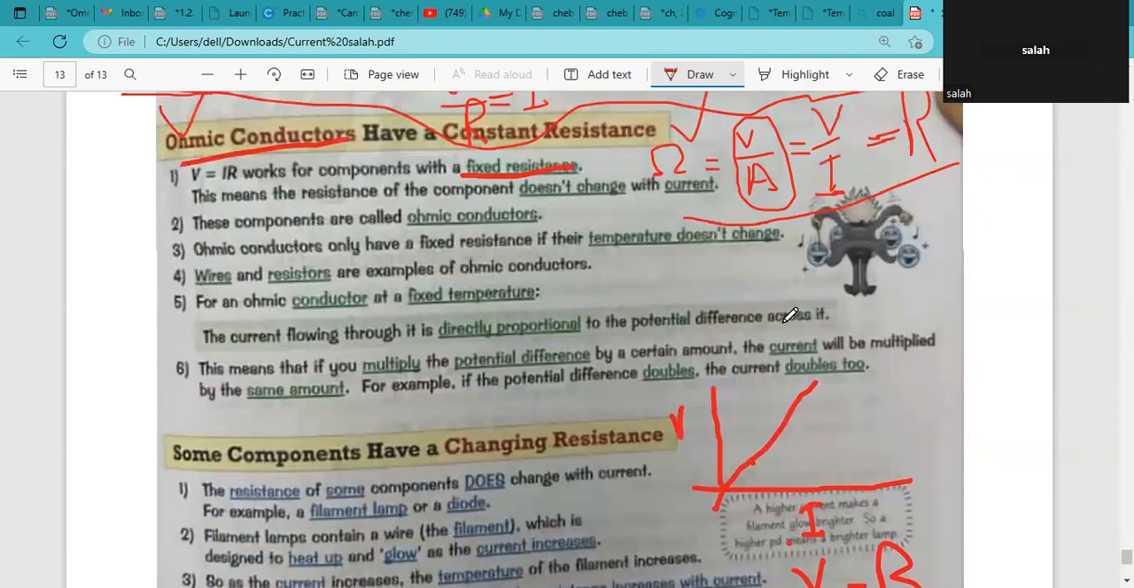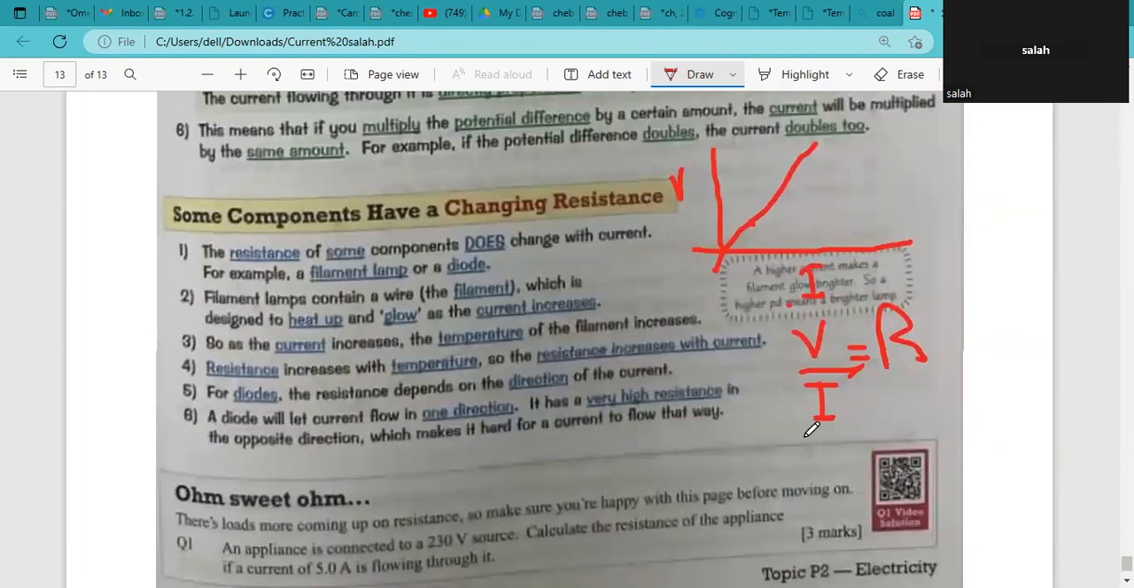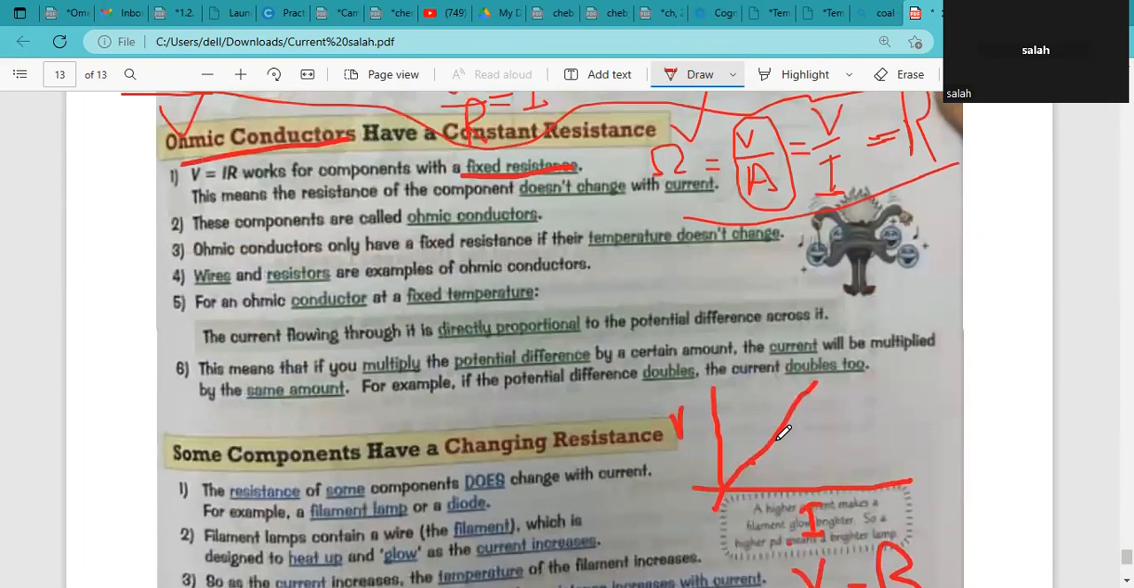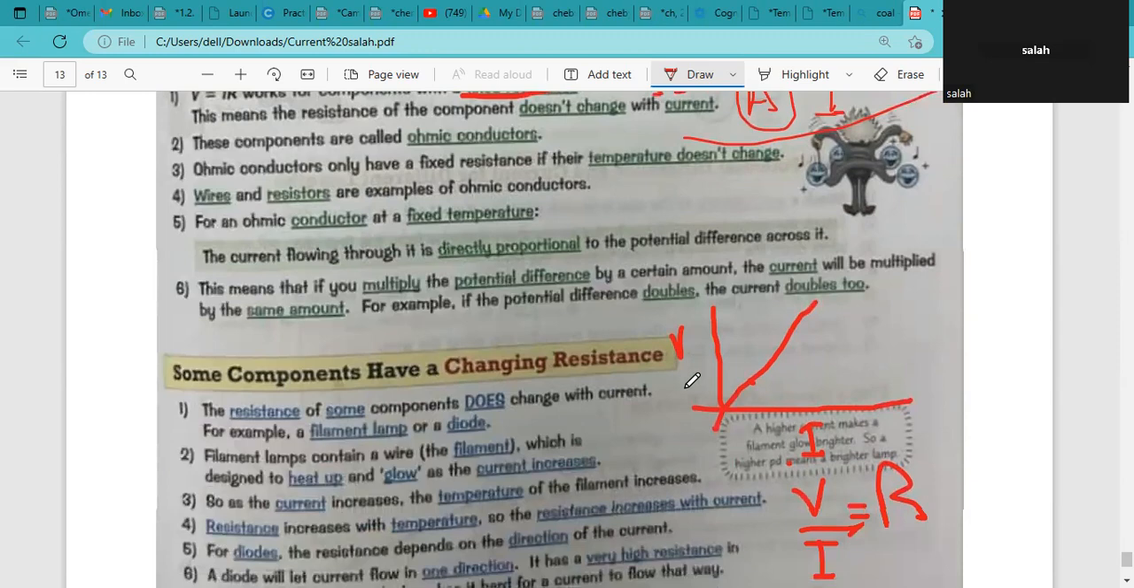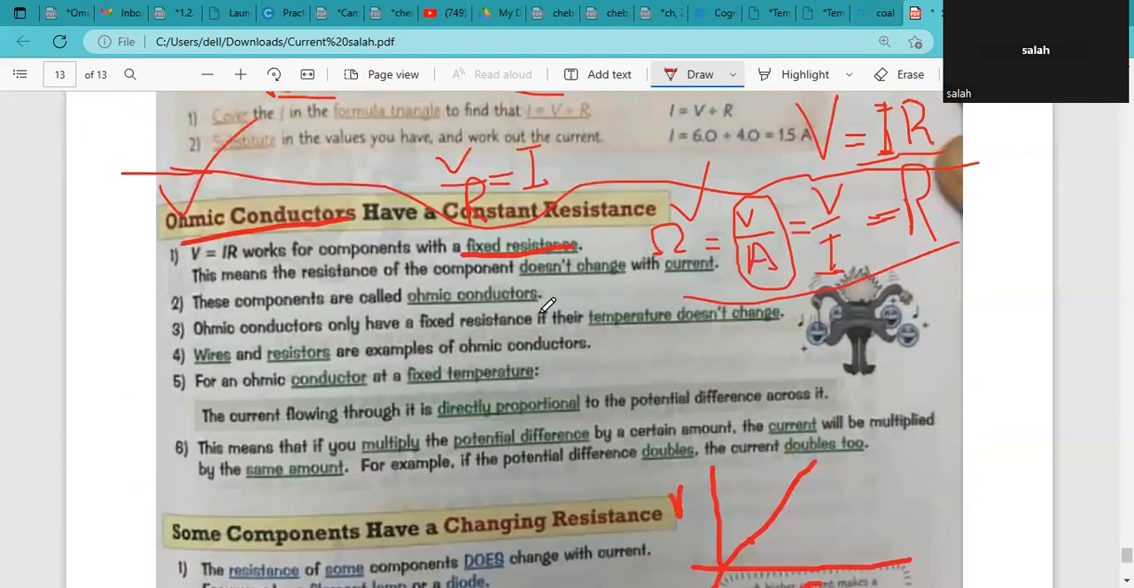So these are known as ohmic conductors, and we say that they obey Ohm's law. They obey Ohm's law. This is Ohm's law.